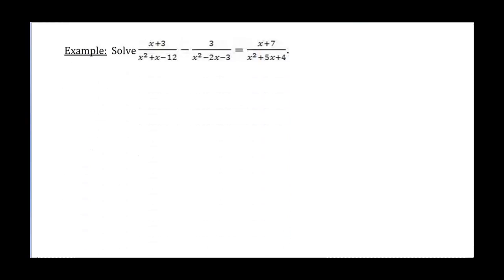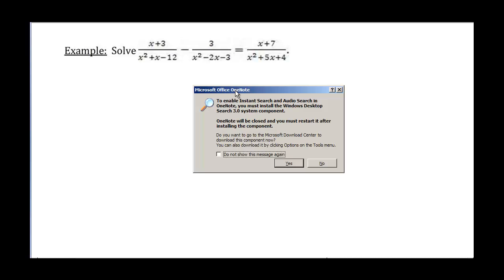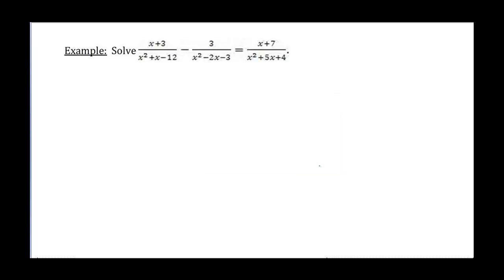Last example we're going to look at with these rational equations here is x plus 3 over x squared plus x minus 12, minus 3 over x squared minus 2x minus 3, equals x plus 7 all over x squared plus 5x plus 4. All right, we want to solve this rational equation here. Again, we've got to find the LCD. Well, in order for us to find the LCD, we've got to factor.